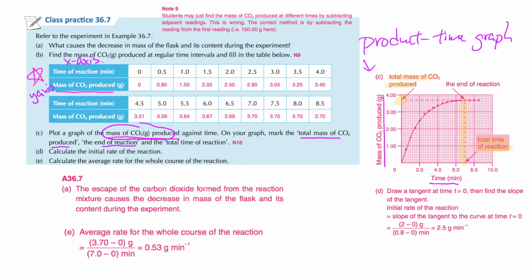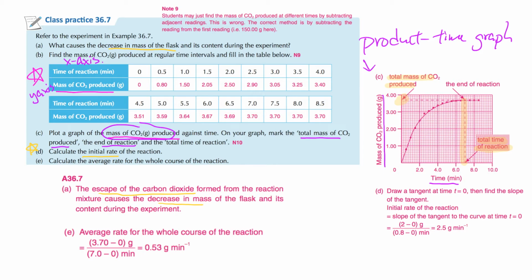So that will be like this. For part A, what caused the decrease in mass of flask? As I mentioned, it is because of the escape of carbon dioxide. So leaving of carbon dioxide will cause a decrease in the mass. So B is to fill up the table, C is plotting the graph, D, what is the initial rate?